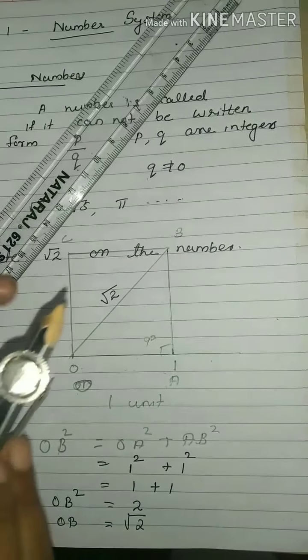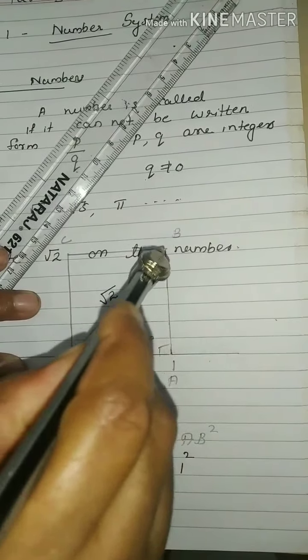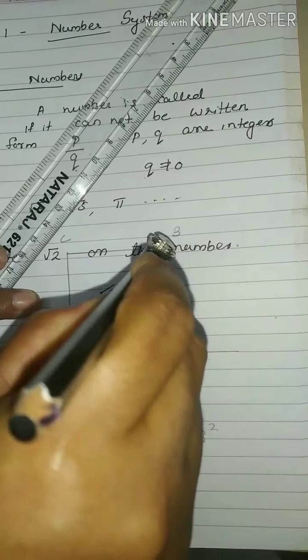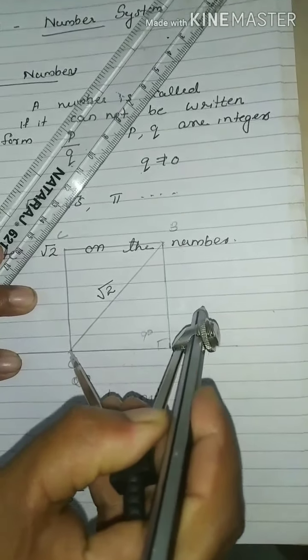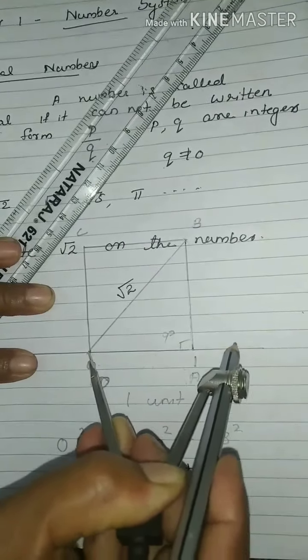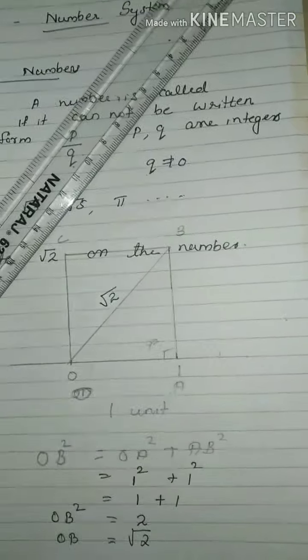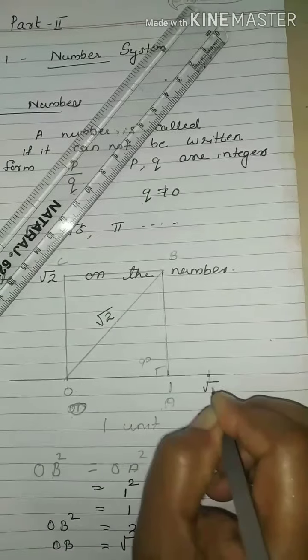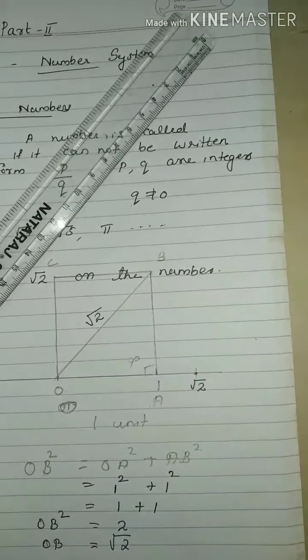Then take the compass. This is root 2. Now you can represent root 2 on the number line. Yes, this is the point root 2.